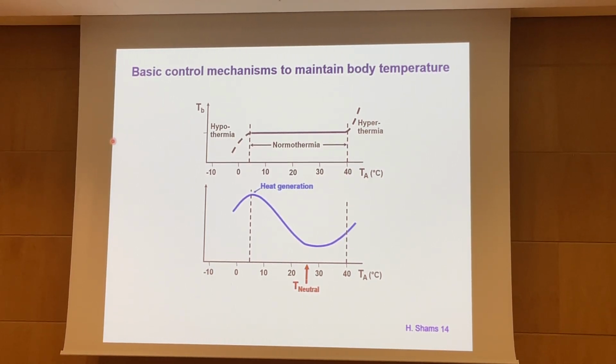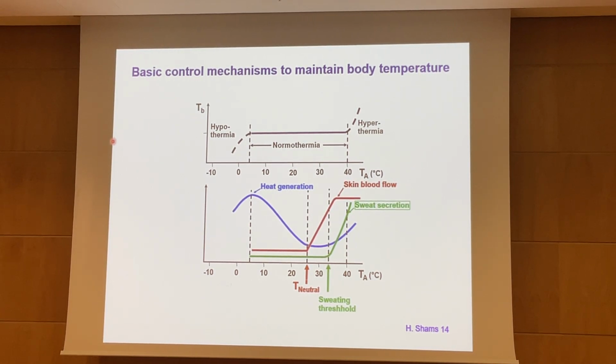Okay, what happens with the mechanisms of heat dissipation? Should they increase or decrease if we want to warm up our body? They should decrease. But if you look at them, the blood perfusion and the sweating, they don't decrease in this range. Why? Because they are at their minimal value. You cannot go below the minimal value.